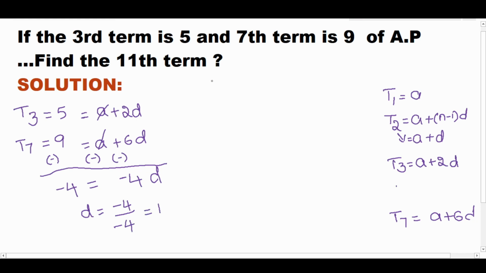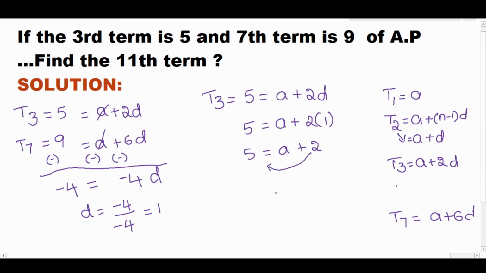Let me find the a value. To find the a value, you can choose any of these equations. Either you can choose T3 or T7 and substitute the d value in that. So T3, which is equal to 5, is equal to a plus 2d. Let me substitute the d value: a plus 2 into 1, which is equal to 5. So 5 is equal to a plus 2. Let me bring 2 towards this side. You get 5 minus 2 is equal to a. And my a value is 3 now.